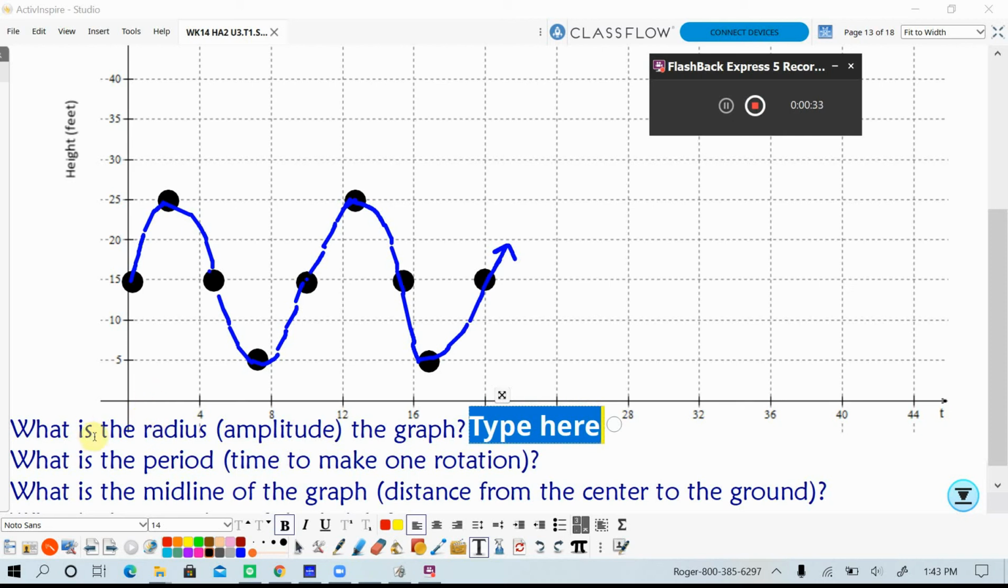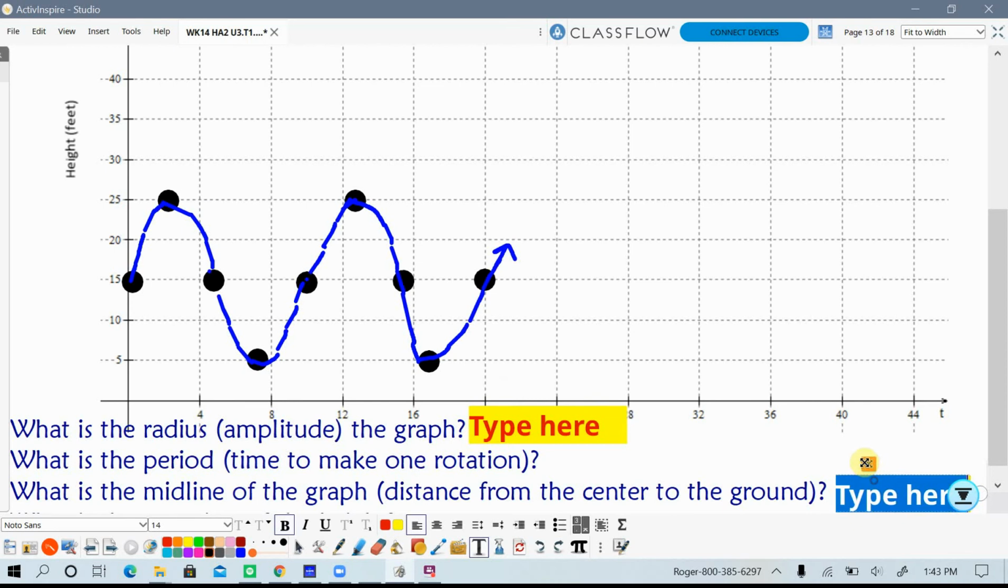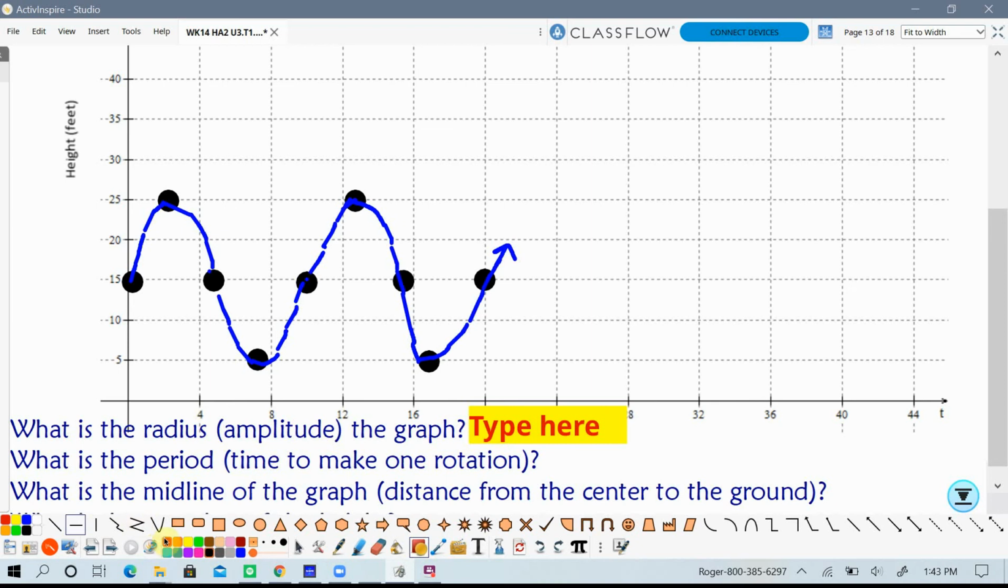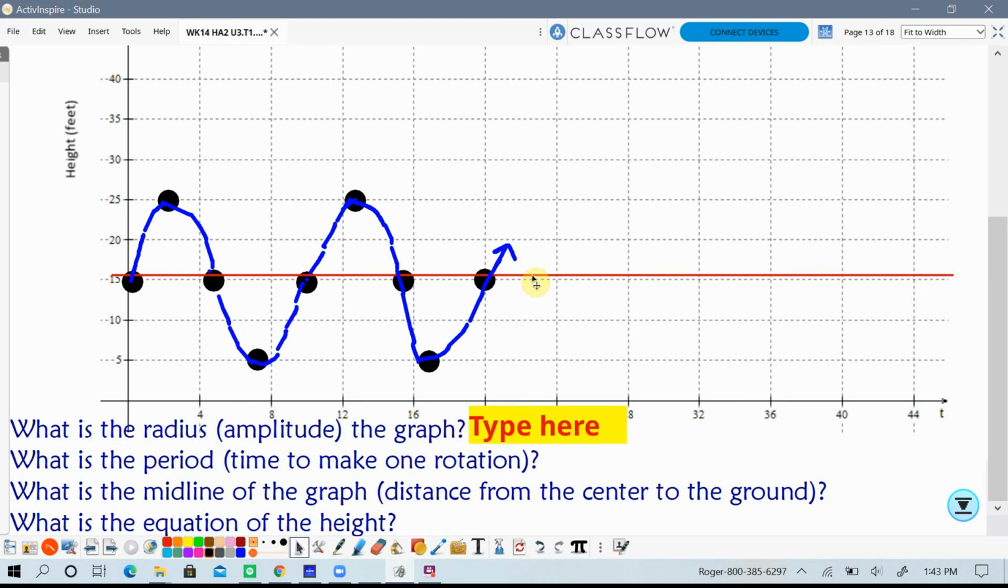Actually, before I answer that question, the first thing you'd want to identify is the midline. The midline is comparable to the distance from the center of our Ferris wheel simulation to the ground. As I look at this graph, I can see definitively that the midline goes right through all of the middle points at a height of 15. As I draw that midline, all of my middle points cut right through 15 feet.